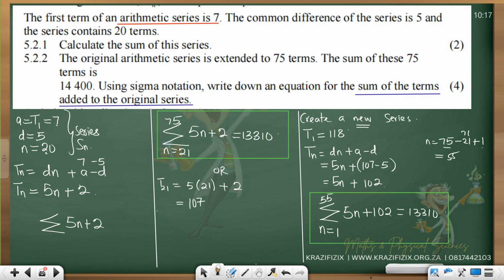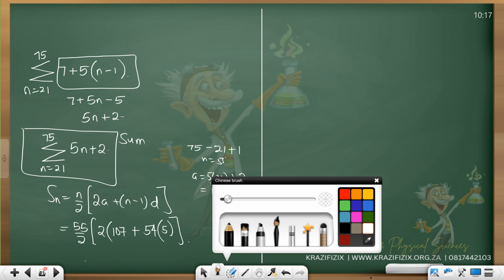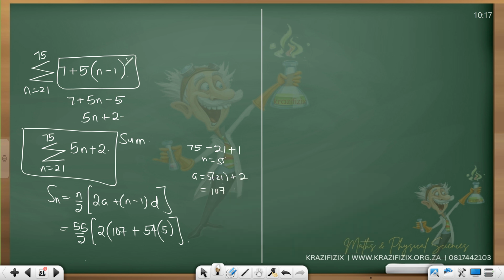Okay, all right, what do we have? 5n plus 102. Let's check. What will I do with 5n plus 102? This is perfectly correct, but don't leave your answer like this. 5n plus 102, but this time I am starting from 1 to 55. Let's confirm quickly. Sn is n over 2. There are 55 terms, so 55 over 2.